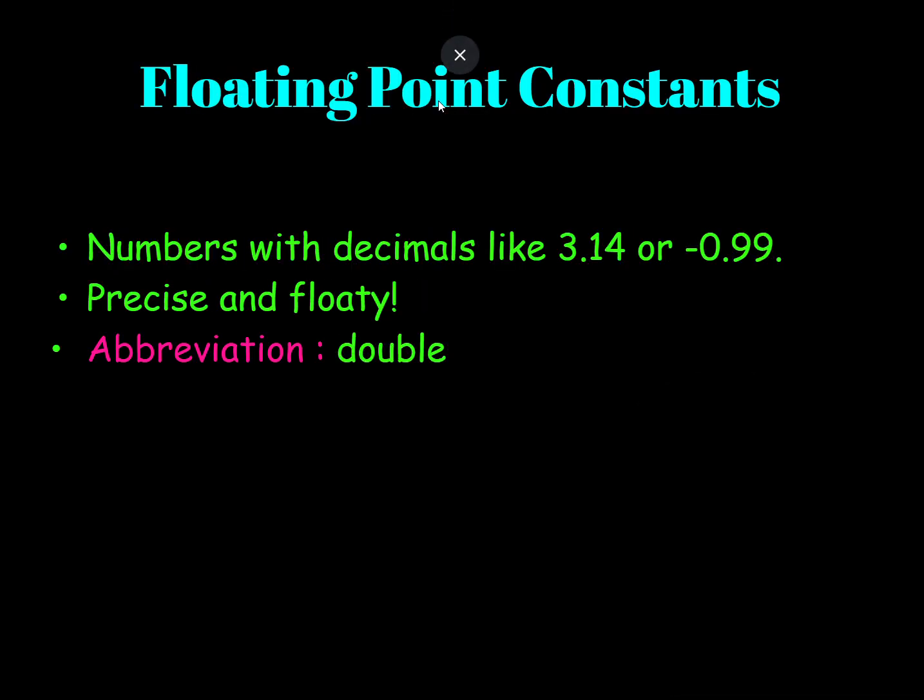Next is floating point constants. They consist of numbers with decimals, and they're precise and floating. The abbreviation is double. It might be float as well, but mostly it's double. They're always precise and floaty, and that's why they're called floating point constants.